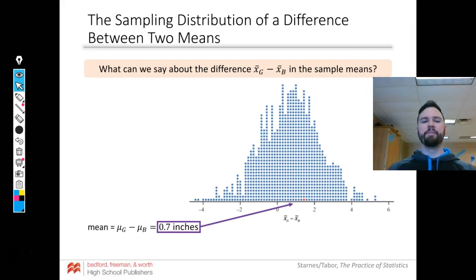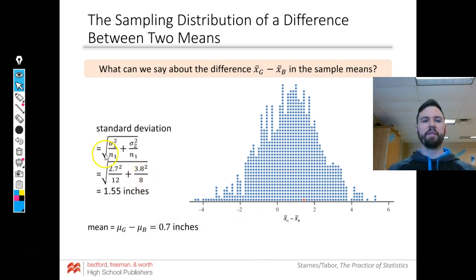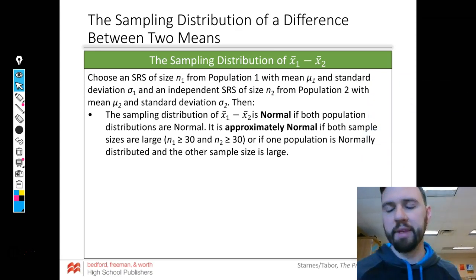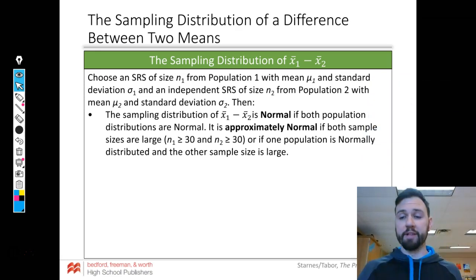Alright, so the mean is 0.7. Standard deviation, we're going to square them, add them together, square root it. This should look familiar. We did this in chapter 6. Okay? So, the sampling distribution. All I care about is shape right now. Shape, variability, all that good stuff.